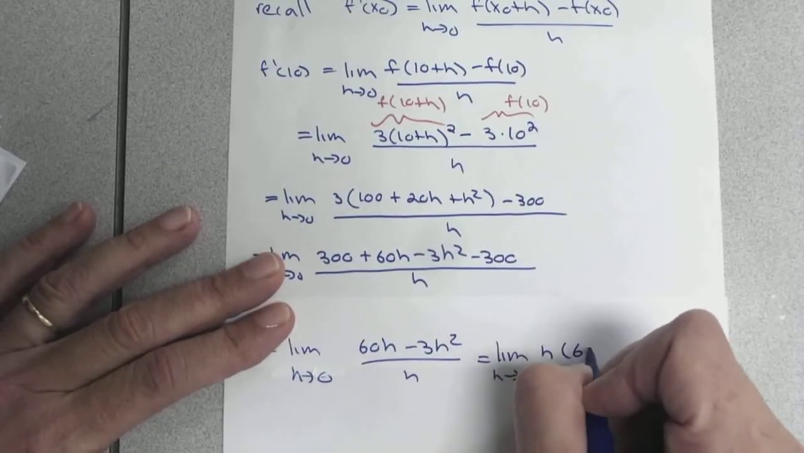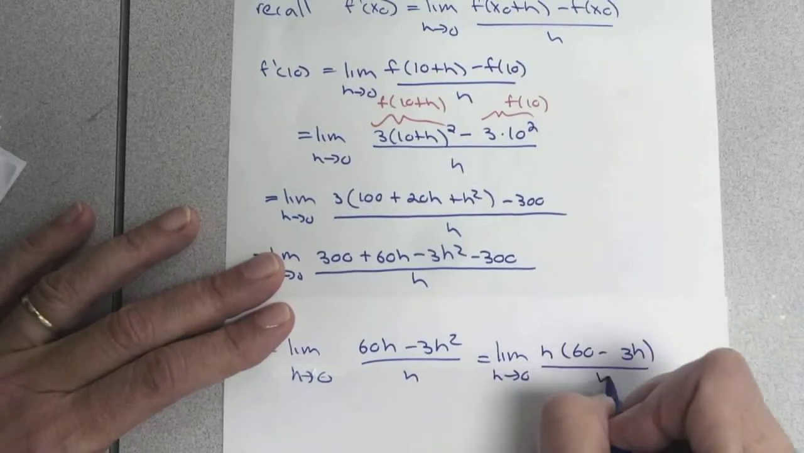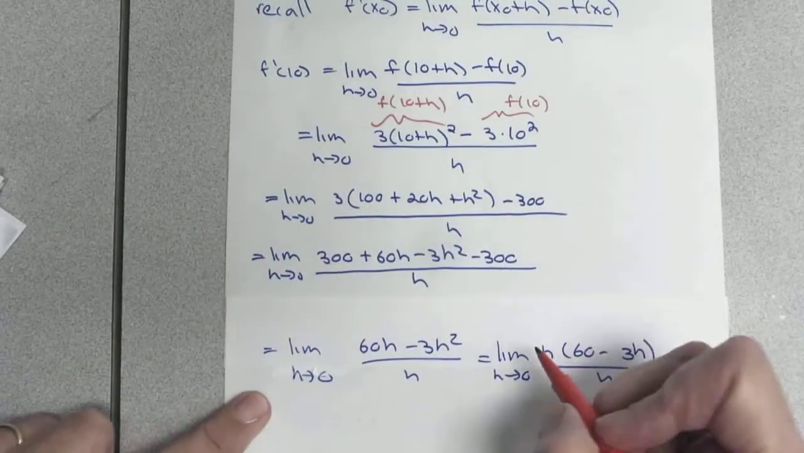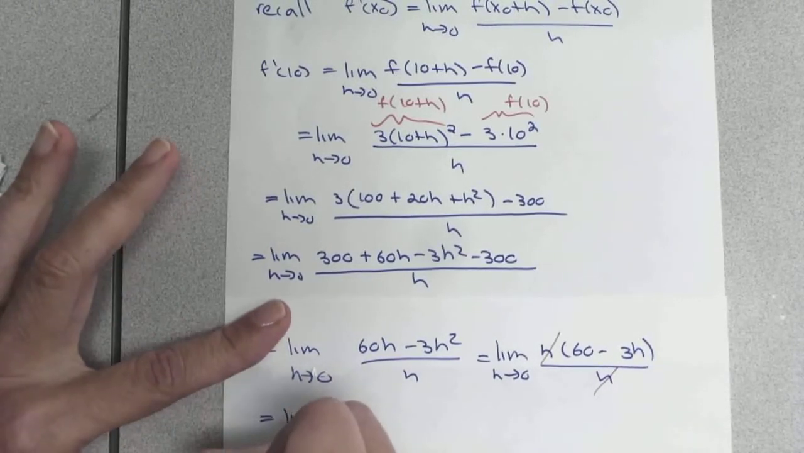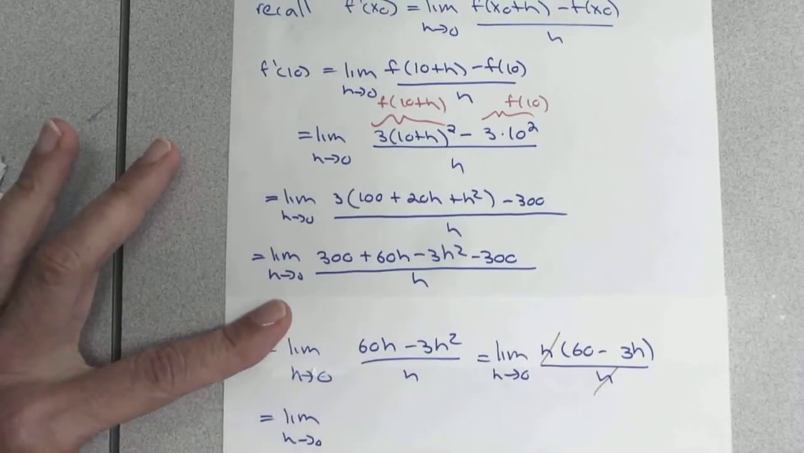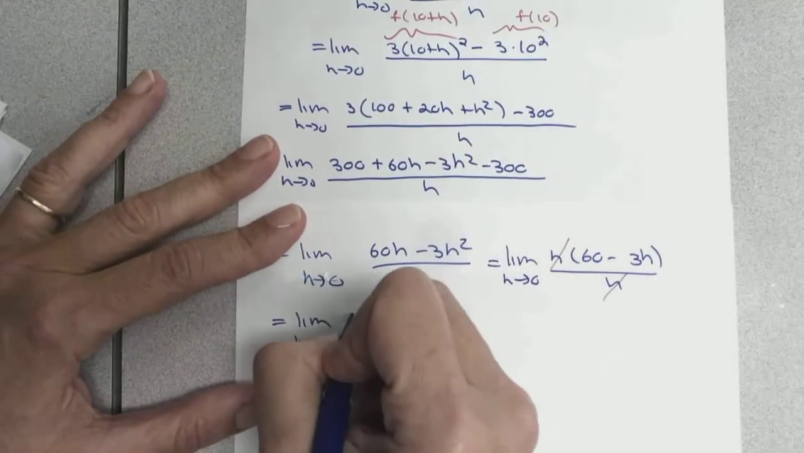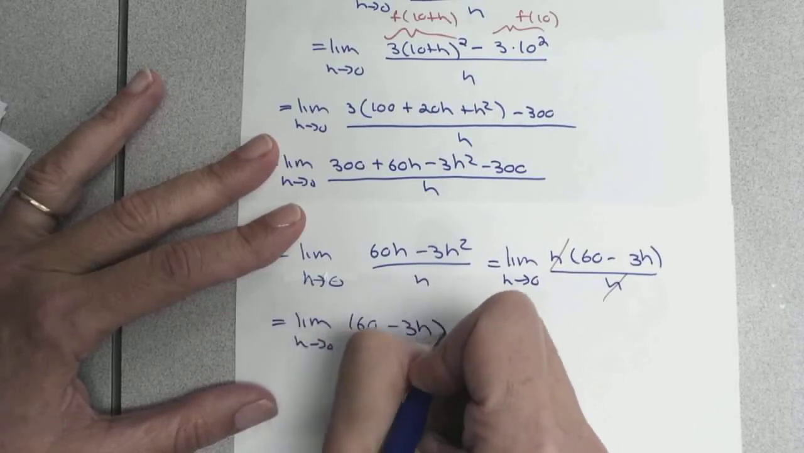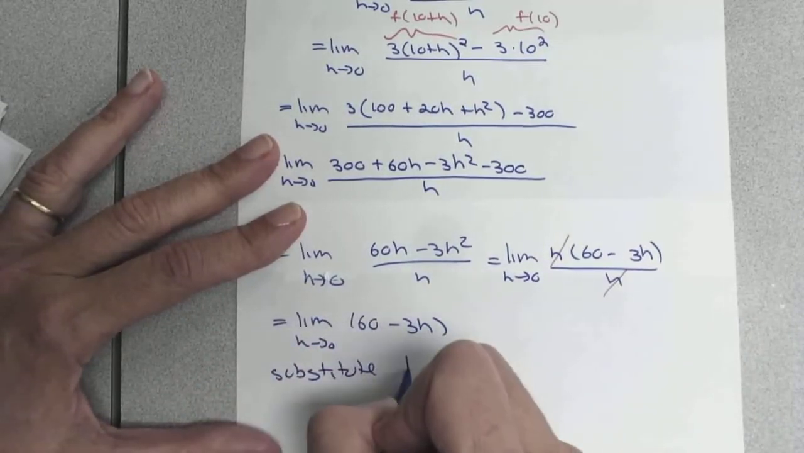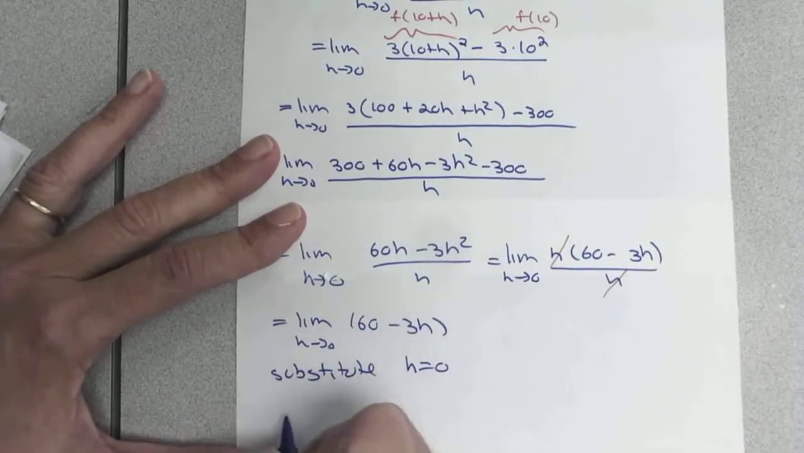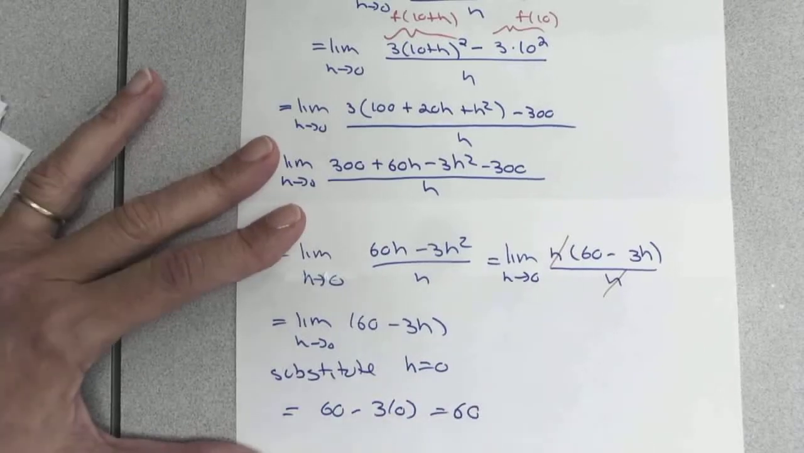We can factor out an h in the top, and then cancel. And so we get the limit as h goes to 0 of 60 plus 3h. Then we can substitute h equals 0. And so we get 60 plus 3 times 0, or 60.